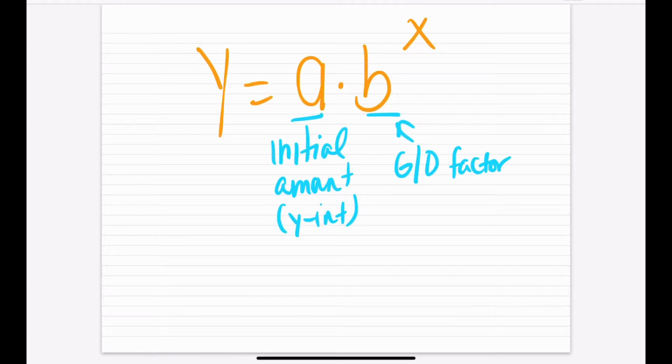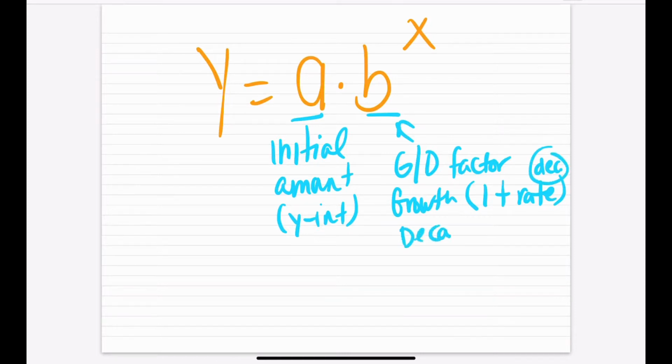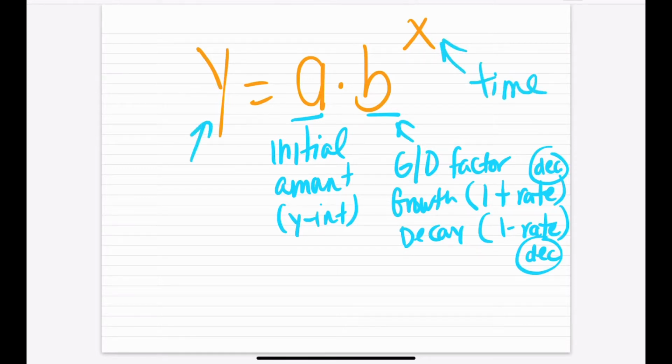And remember, to get the factor, you have to do the following. If it's growth, you have to do 1 plus the rate. And remember, the rate has to be a decimal. If it's decay, you'll have to do 1 minus the rate. And of course, the rate is a decimal. The last two things, the x will always represent the time, and the y will represent the total amount.